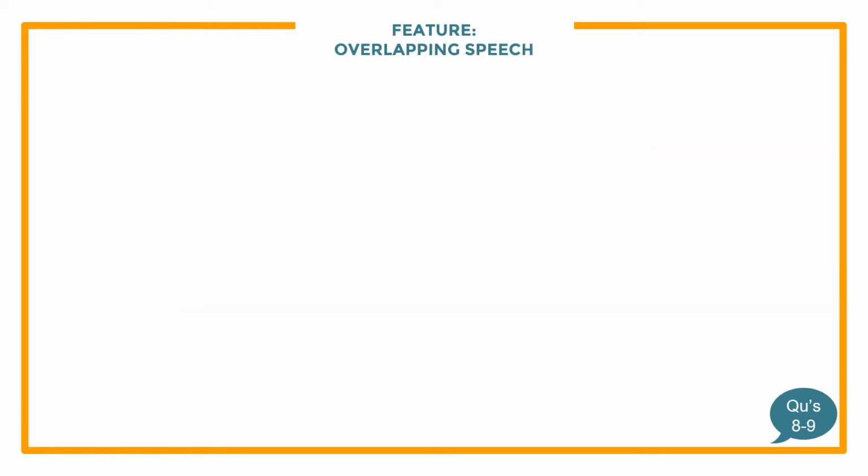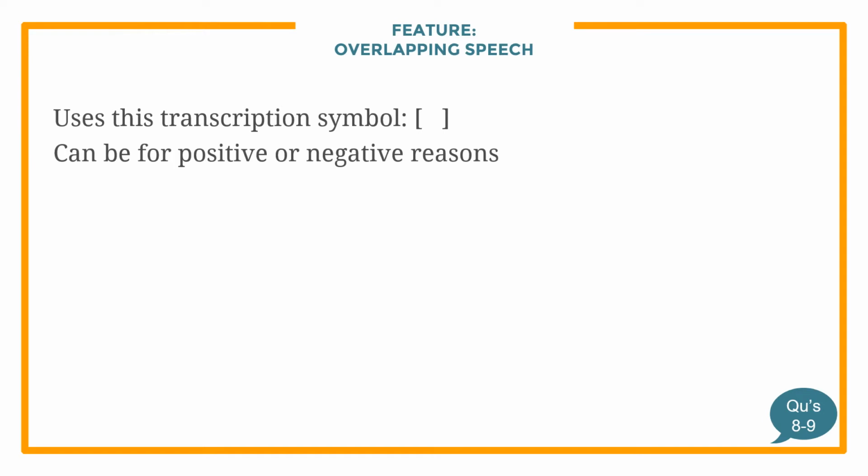Next is overlapping. And we remember overlapping from our transcripts by using this symbol of the square brackets. But there are different types and different reasons for overlapping that we can analyse. We don't want to just say that yes, there is overlapping. We want to say why there is overlapping when we're analysing something.